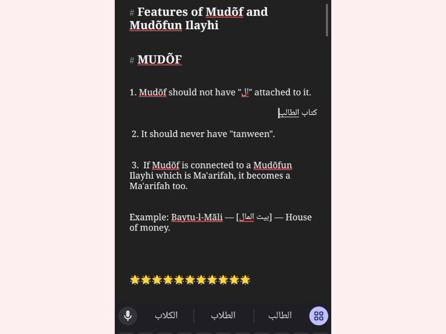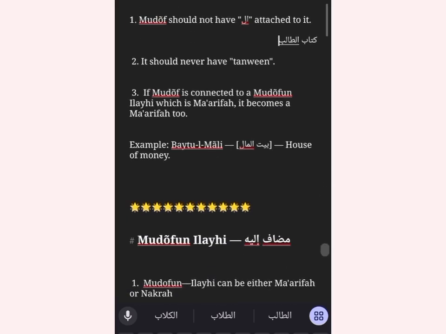Now that is understood. Now let's look at the third point. If mudaf is connected to a mudaf ilayhi, which is a ma'rifah, it becomes a ma'rifah too. So kitab is connected to another word which is a ma'rifah, meaning a definite noun, and it becomes a definite noun as well. So we have baytul mal, the house of money. Bayt has no alif and lam, it has no tanween, it is added to al-mal, and al-mal is ma'rifah. Okay, we believe that's understood.